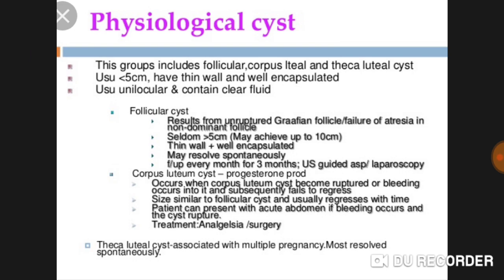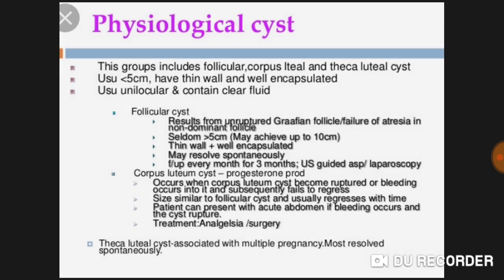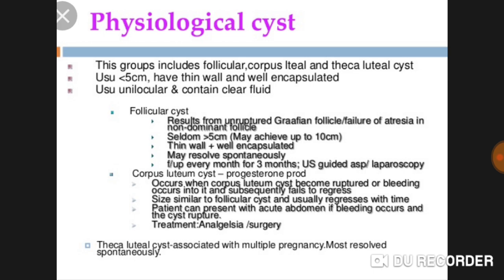Now physiological cyst. This group includes the follicular, corpus luteal and luteal cyst. These are less than 5 centimeters, have a thin wall or are well encapsulated, are unilocular and contain clear fluid.